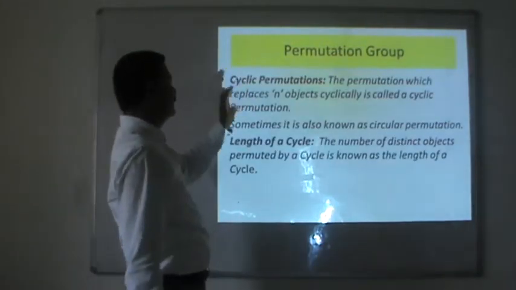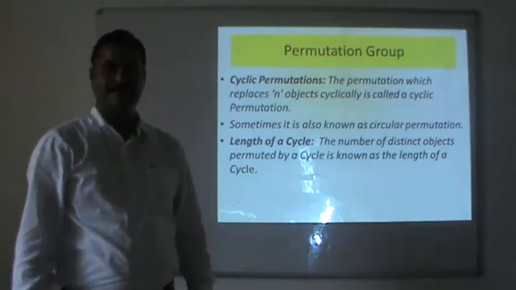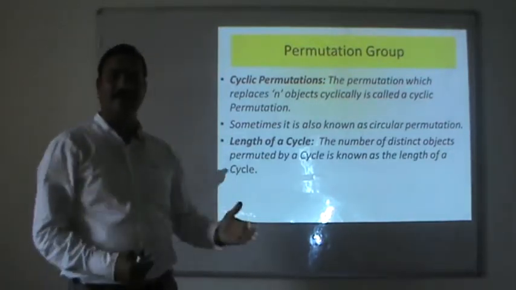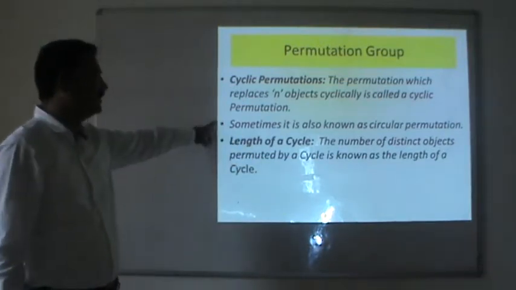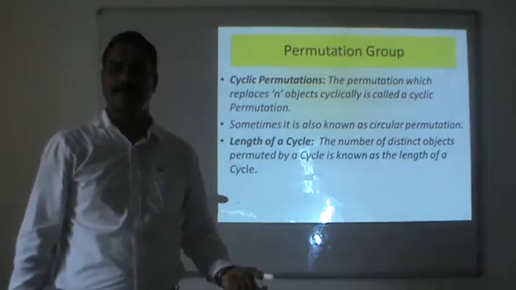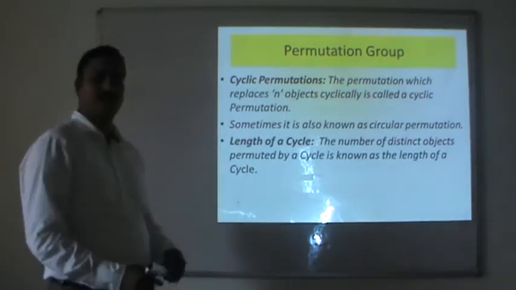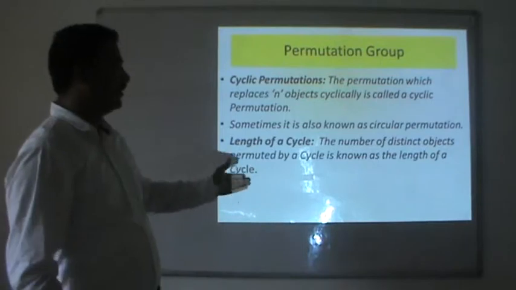Now we describe the cyclic permutation. See, the permutation which replaces objects cyclically is called a cyclic permutation. Sometimes it is also known as a circular permutation. The length of a cycle, that is, the number of distinct objects permuted by a cycle, is known as the length of the cycle.